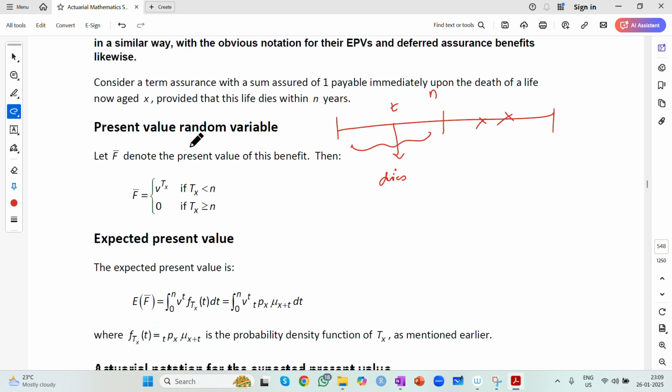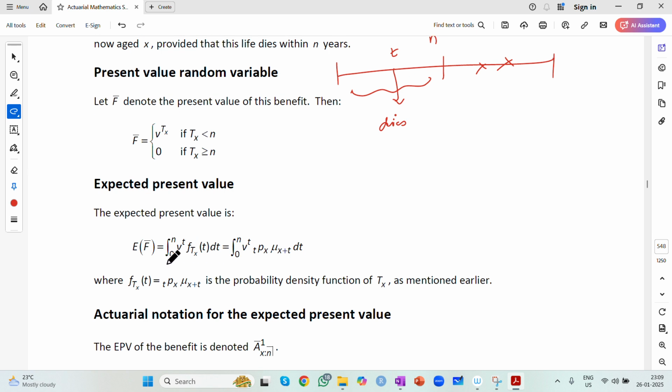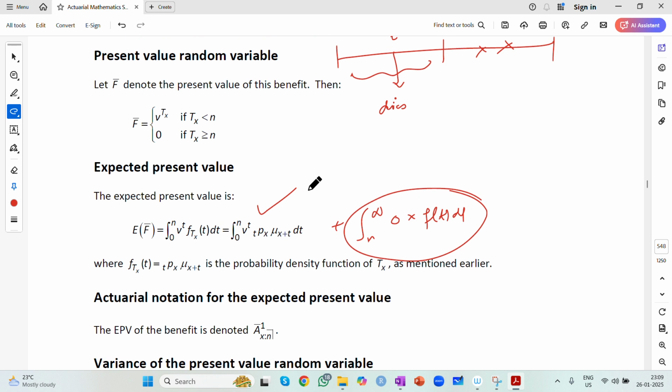So again, the expected present value is the expectation of f bar, the integral of b raised to t and ft dt, from 0 to n, because the other part, from n to infinity, is 0 into ft dt, so it's going to be 0. So we are only considering the one part. In actuarial notation, this is written as a bar x n 1. The bar indicates that the benefit is paid immediately at the time of death if it occurs before n years.